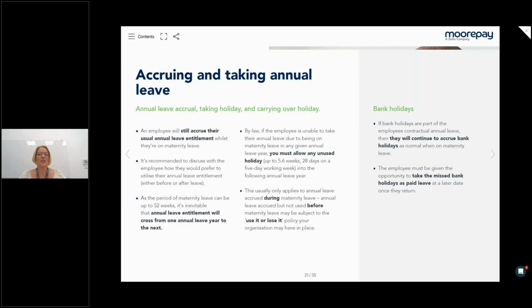So annual leave should be carried over if the employee hasn't had reasonable time to take it. So say somebody came back in December with 28 days annual leave, and there's not the time to take it in the time that they're back at work, that should be allowed to be carried over in the year.